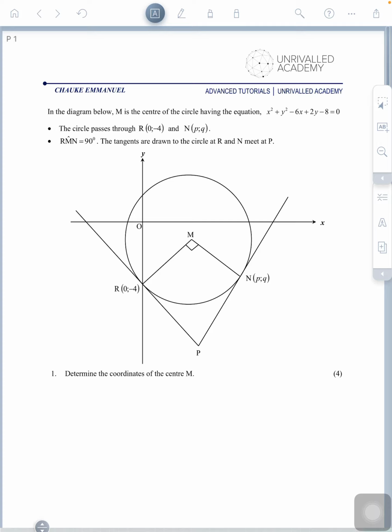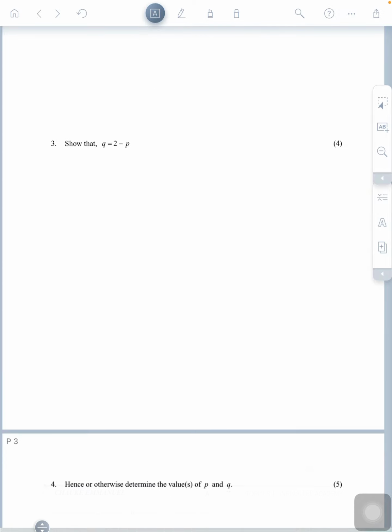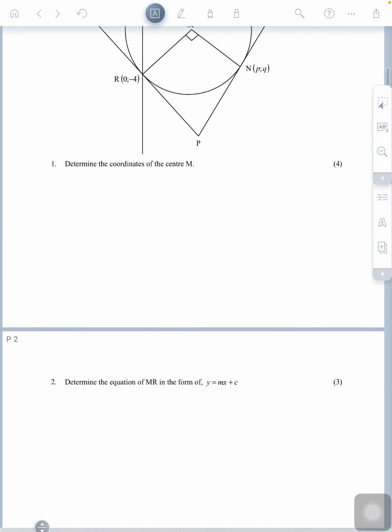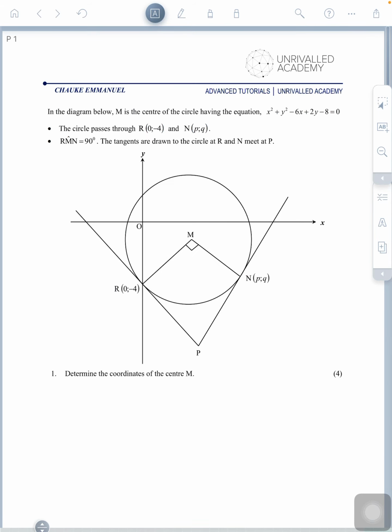So I want us to read what we are given so that we see how we're going to solve some of the questions. I think about 7 questions that I want us to work. But before I work them, I want us to understand what's going on in the circle itself.